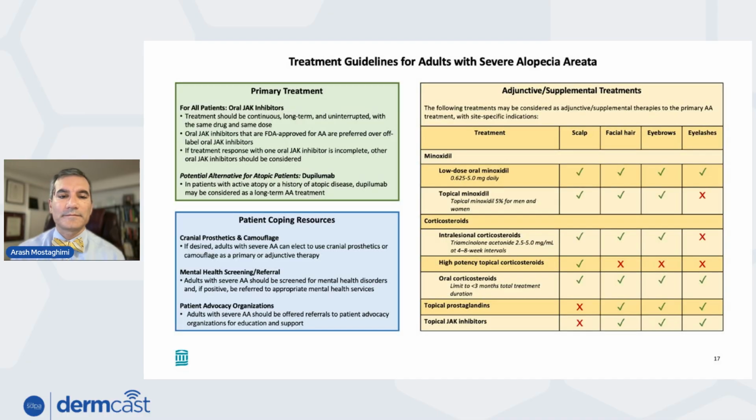Next slide. So this is all this information in one place here. So you can see again, primary treatment, oral JAK inhibitors, maybe dupilumab in some patients, cranial prosthetics, mental health screening, and patient advocacy organization referrals. And then those are a list of the adjunctive treatments as well.